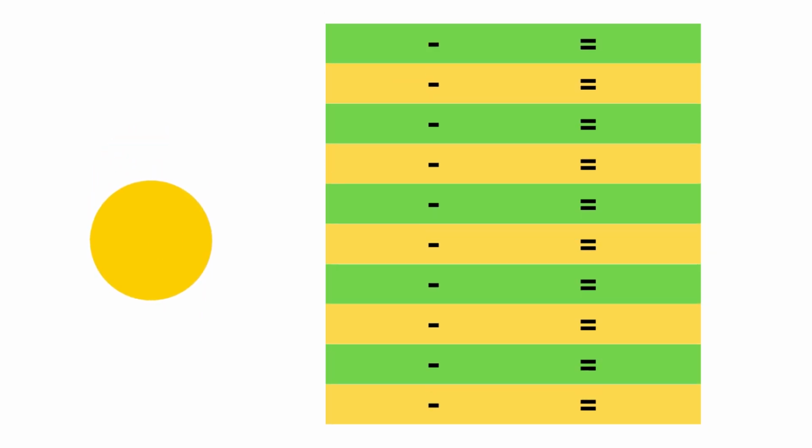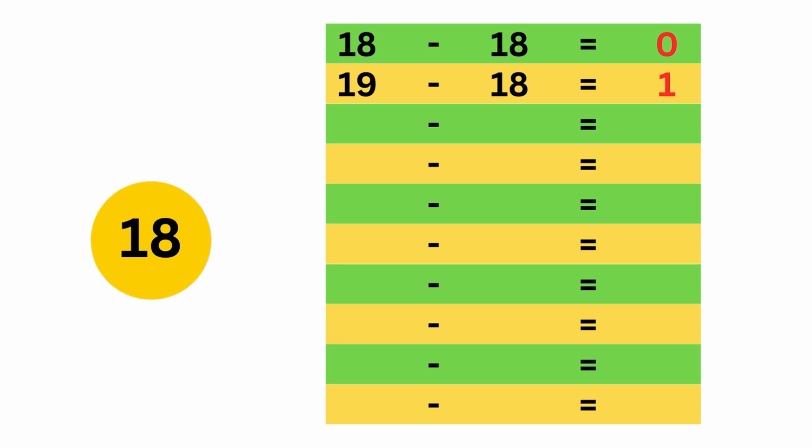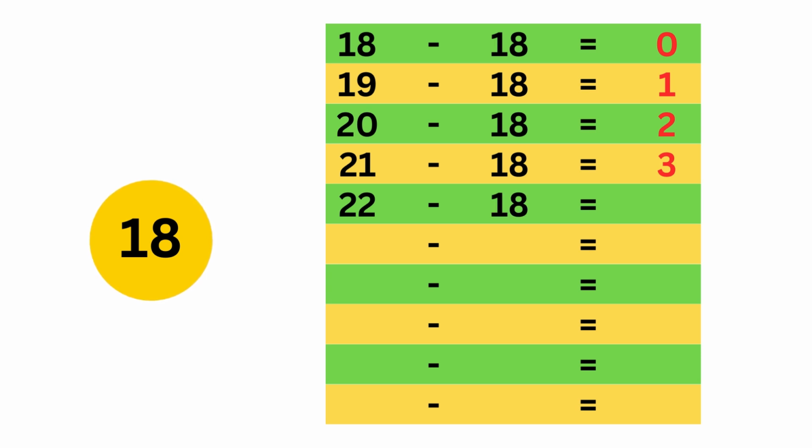Subtraction table 18. 18 minus 18 equal to 0. 19 minus 18 equal to 1. 20 minus 18 equal to 2. 21 minus 18 equal to 3. 22 minus 18 equal to 4.